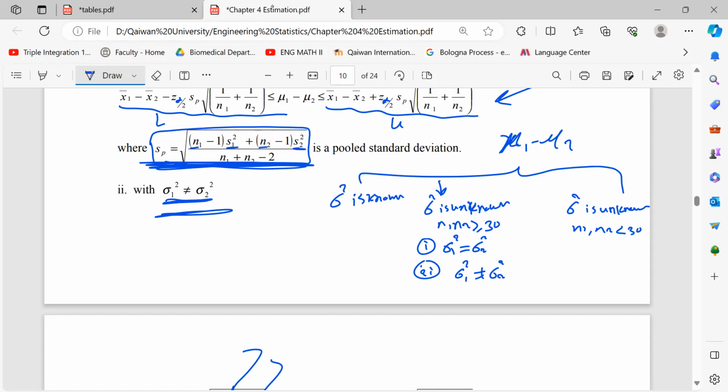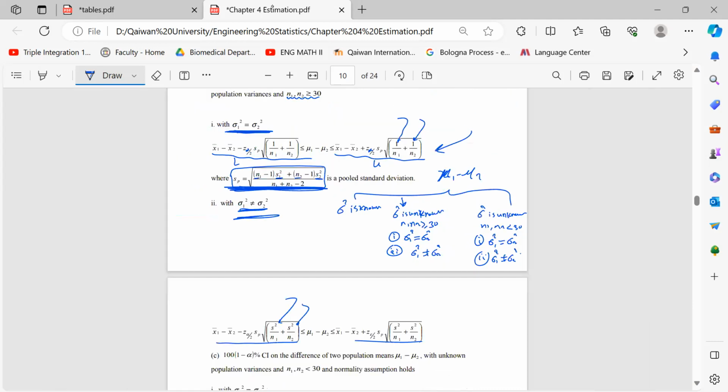You will not be given an example where one of them is greater than 30 and the other is less than 30. Both have the same property. Both are greater or both are less than 30. Here we have two subcases: (i) if sigma 1 squared is equal to sigma 2 squared, and (ii) if sigma 1 squared doesn't equal sigma 2 squared. So in this topic, we have 1, 2, 3, 4, 5 rules.